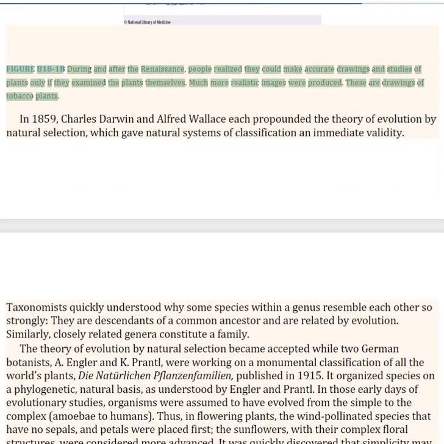Figure B18, 1b. During and after the Renaissance, people realized they could make accurate drawings and studies of plants only if they examined the plants themselves. Much more realistic images were produced. These are drawings of tobacco plants.